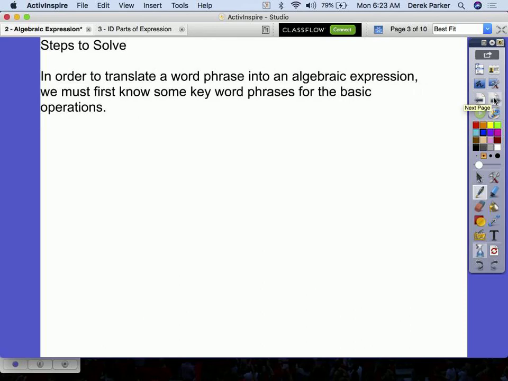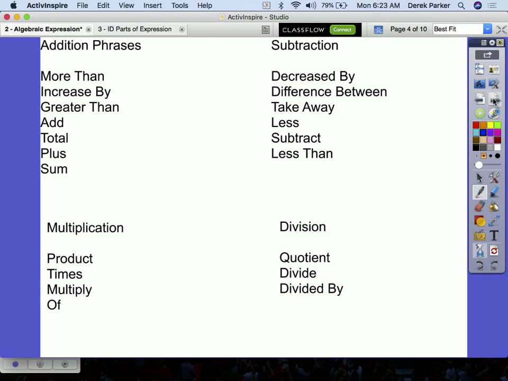In order to translate a word phrase into an algebraic expression, we must first know some key word phrases for the basic operations. Addition: more than, increase by, greater than, add, total, plus, sum. Multiplication: product, times, multiply, of. Subtraction: decrease by, difference between, take away, less, subtract, less than.